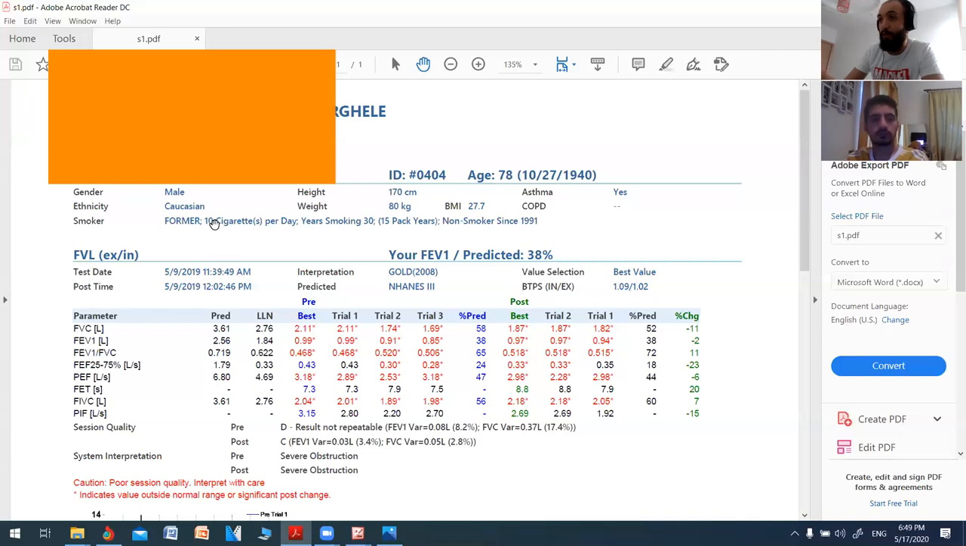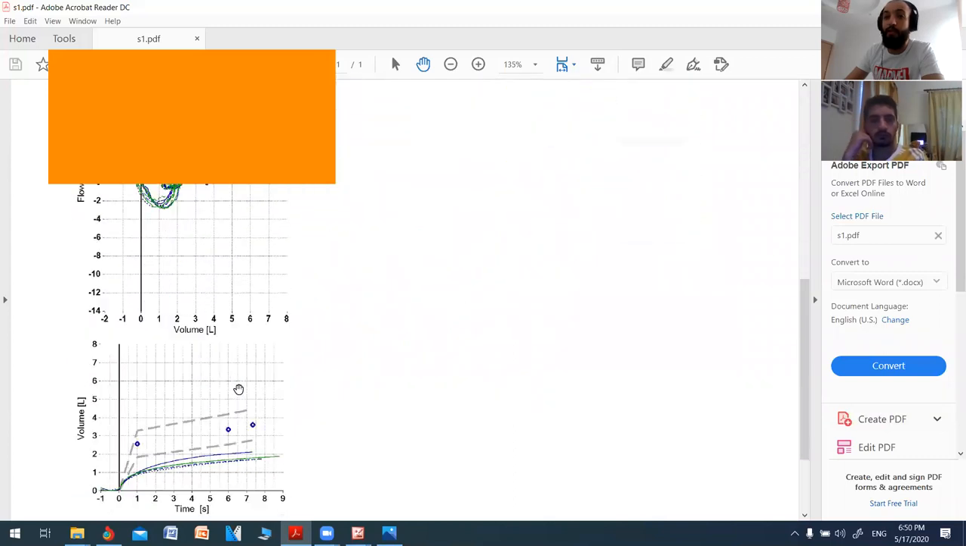So 0.5 × 30 will give you what? 15 pack-years, okay? It's the same as one package per day for 15 years. Okay, but he is a non-smoker since 1991. Why did they ask me to do this spirometry? He is known with COPD, but they want to check if he also had what? Okay, I don't care. I made the spirometry and let's look at this.